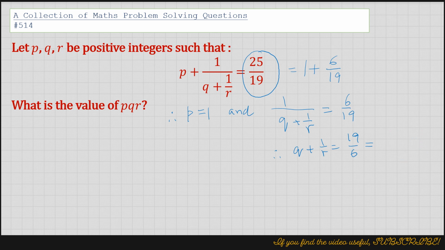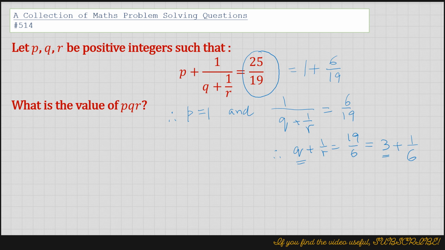What we have to do is think about the multiple of 6 less than 19 and how we can adjust it. So 6 times 3 is 18. So I can write it as 3 plus 1 out of 6, since 6 times 3 is 18 and 1 makes 19. So when I do that, you see q becomes equal to 3.